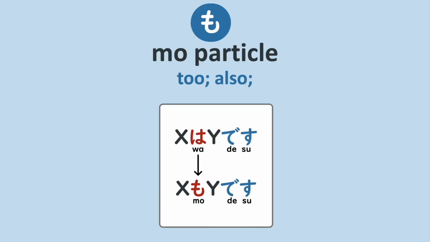Today we learned how to use the も particle in the x は y です sentence pattern.